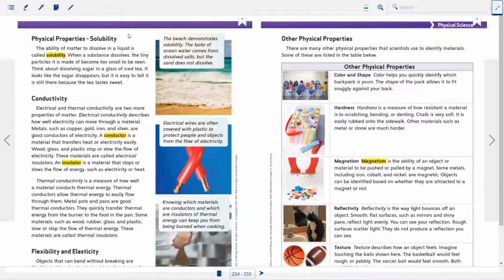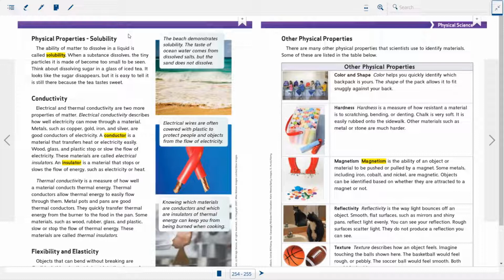Conductivity. Actually, let's recap solubility before we move on. So solubility is how well something dissolves. If something is soluble, that means you can dissolve it, or it can be used to dissolve something. So what happens when it dissolves is those particles break down and they become super small and they blend with the particles around them. Conductivity deals with electricity.